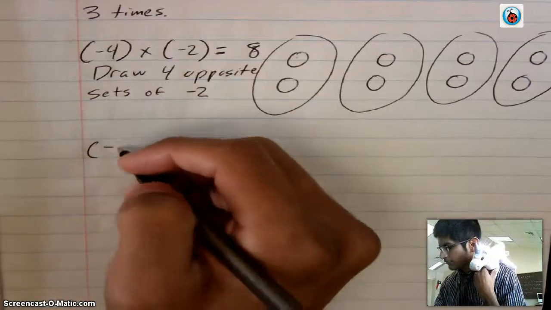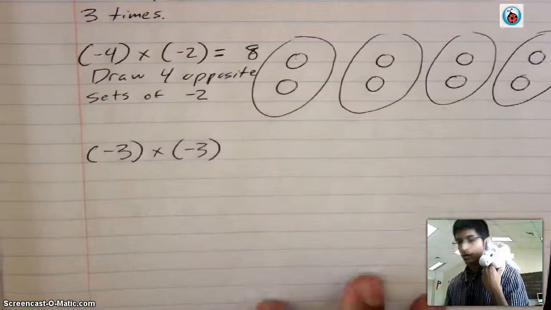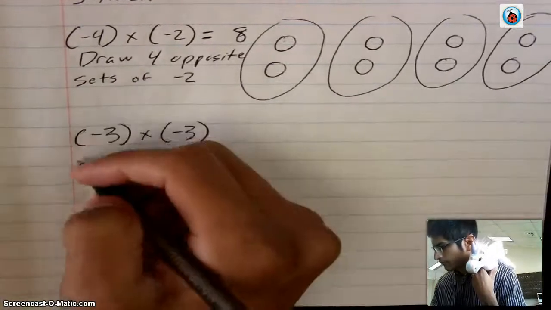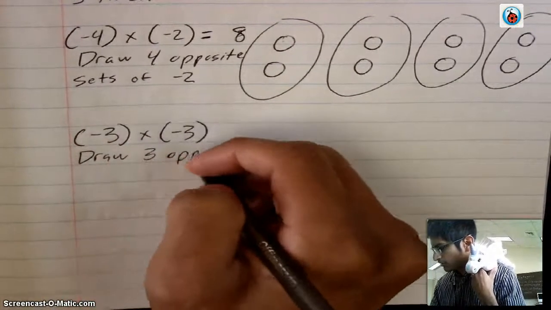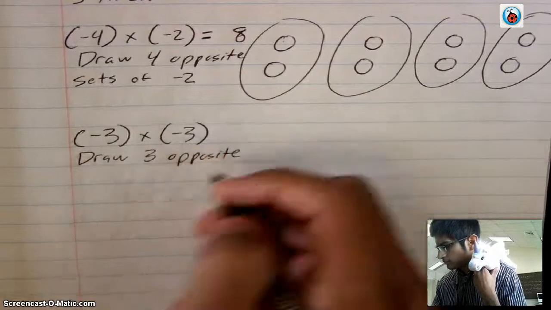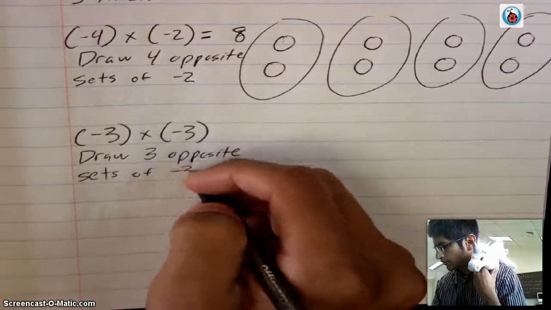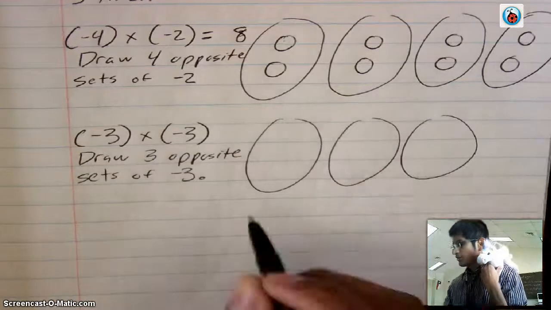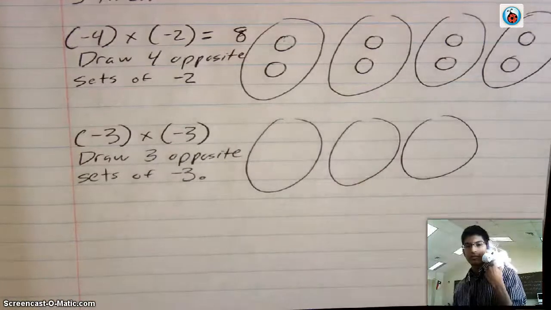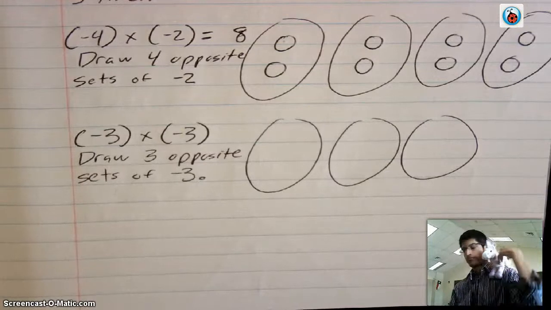So let me show you another example here. What if I have negative 3 times negative 3? So I'm going to draw 3 opposite sets of negative 3. So I'm going to draw 3 sets. And inside each set, I'm going to draw the opposite of negative 3. So the opposite of negative 3 is the letter C.